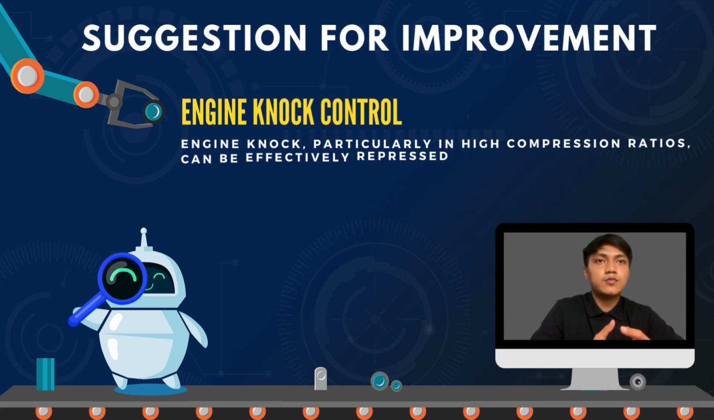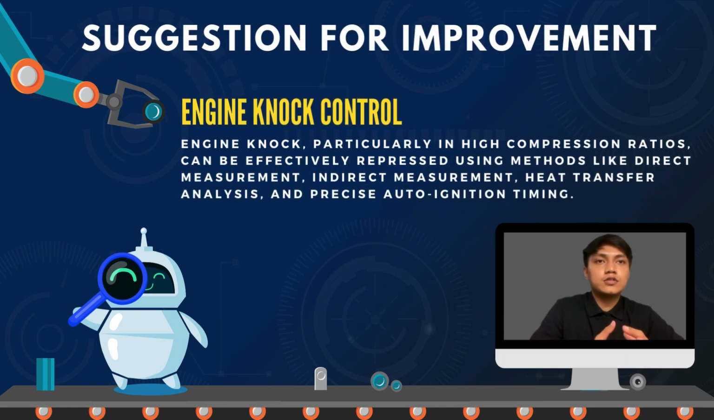The last is engine knock control. This concept can affect thermal efficiency and engine performance, especially when traditional spark ignition is used in the high load region. There are several methods to detect knock, which are direct measurement of in-cylinder parameters, indirect measurement, heat transfer analysis, and temperature analysis. This method efficiently represses knock, and rapid flame propagation can reduce end gas auto-ignition and provide precise auto-ignition timing, which can provide focused heat release.